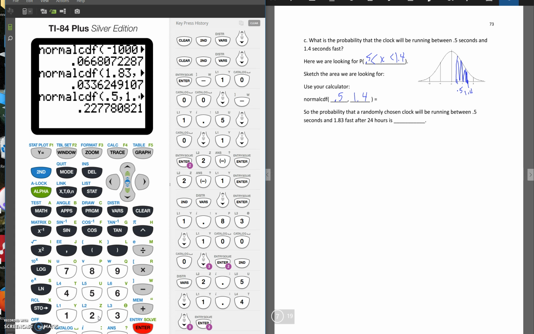So if we round to 4 decimal places, it's 0.2278. So that's our probability that a randomly chosen clock will be running between 0.5 seconds and 1.4 seconds fast after 24 hours. So that's how you calculate things with the standard normal distribution.